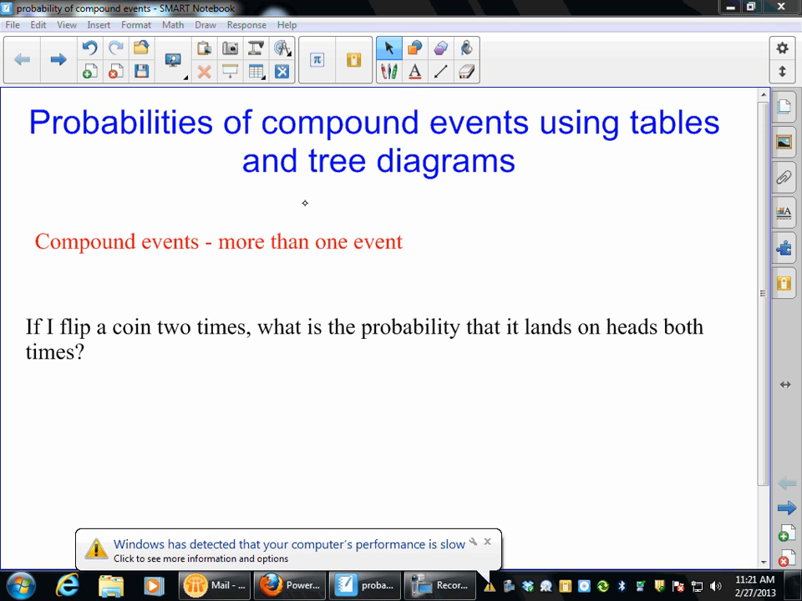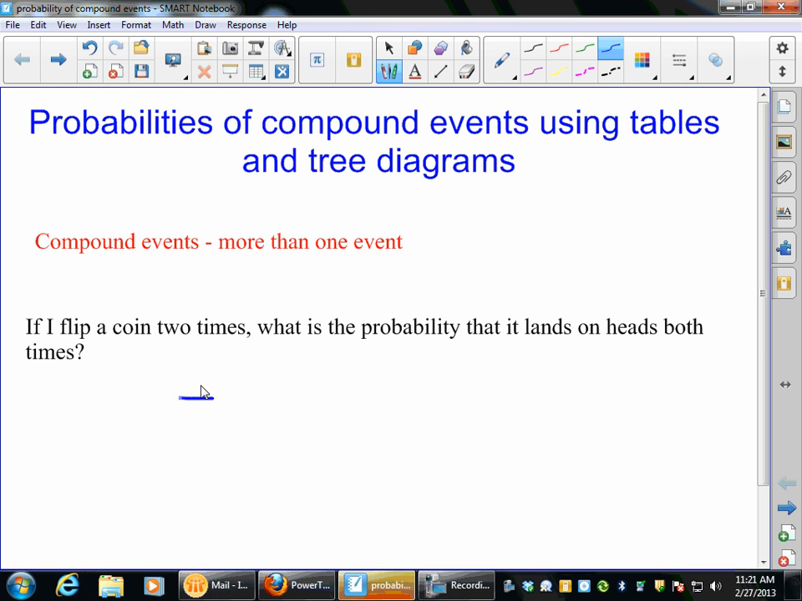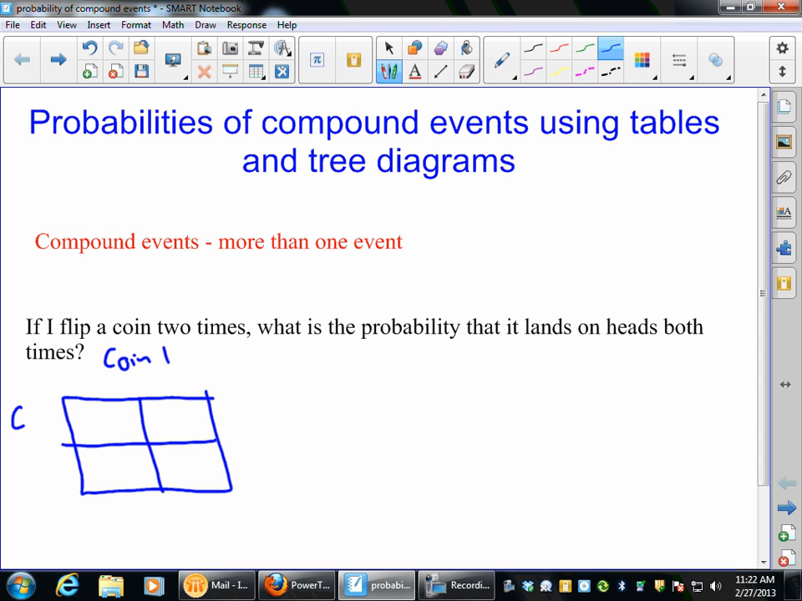The first way you can do this is by making a table. My table is going to look like this. I'm going to have basically 4 boxes of a table. Up here will be coin 1. Over here will be coin 2. Each coin, when I flip it, has 2 things that can happen. It can either land on heads or it can land on tails. Coin 2 can land on heads or can land on tails.